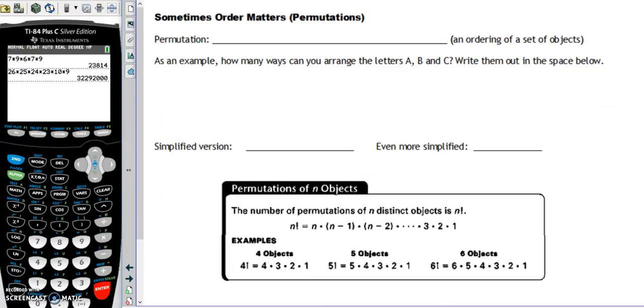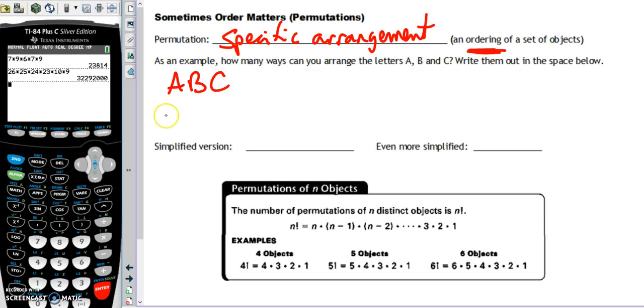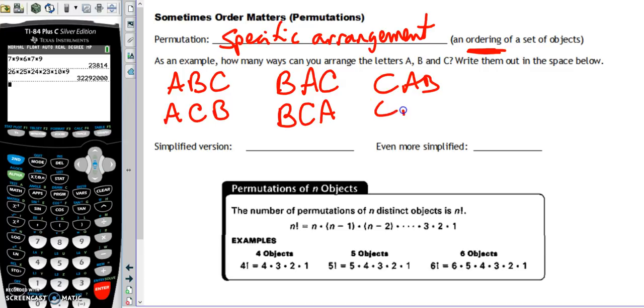So a permutation is something where the order matters and it has a specific arrangement. The ordering of things. And so one example, how many ways can we arrange the letters A, B, and C? If we selected A first, we could select A, then B, then C. Or we could still select A first, but then switch around C and B. There are also 2 different ways we could select with B first. We could go B, then A, then C. Or B, then C, then A. And then rearrange them with C going first.